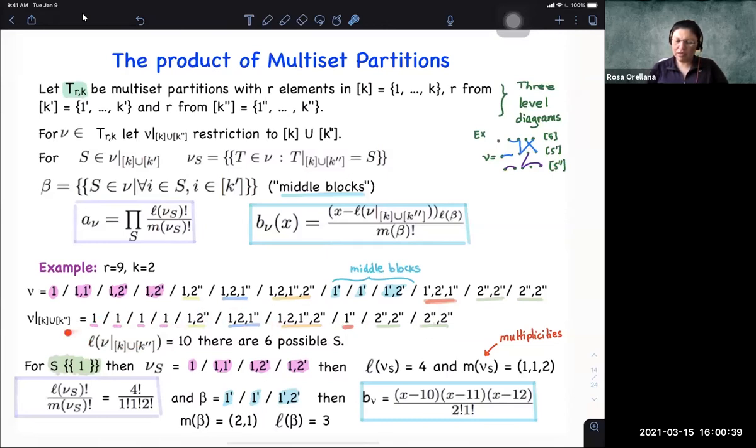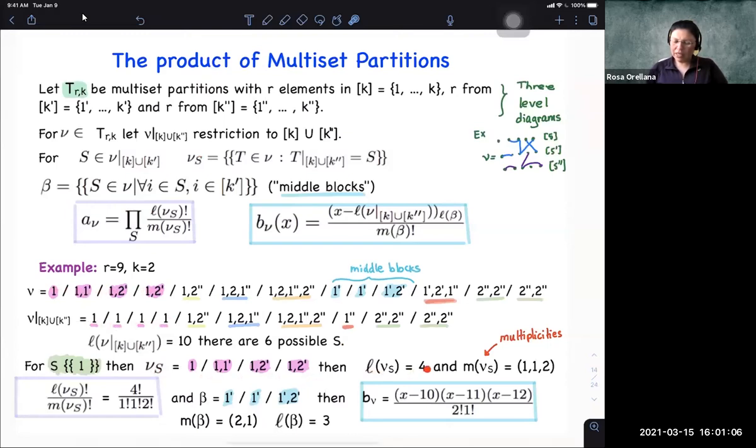There are 6 different ones. Those are my possible S's that will allow me to compute this. For instance, if this is the S right here, S equal to just this set partition that contains only 1, then I look at this new S right here, and these are just the blocks in here that contain this element, 4.